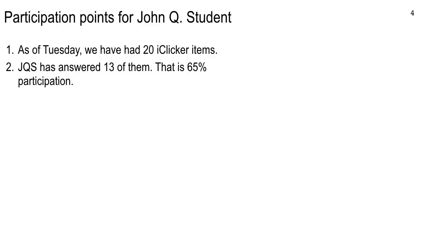So if you have 85% or more, you're done. You don't have to calculate, that's the level that triggers full participation pointage, 25 out of 25. But this guy doesn't. John Q. Student, he's below that.